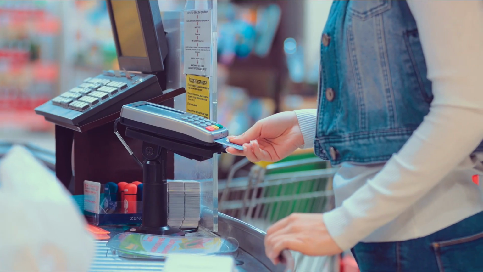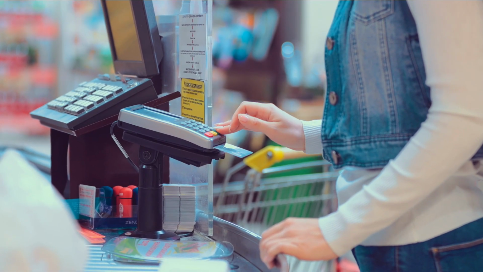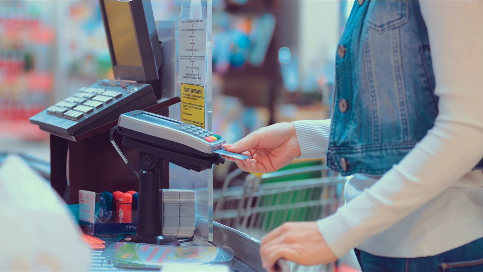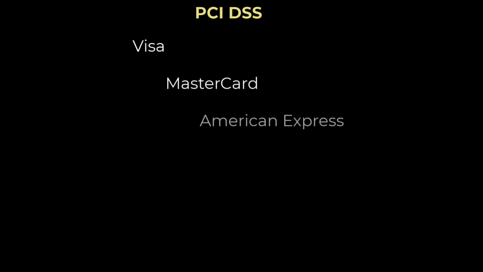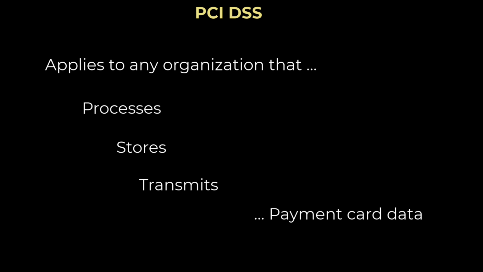The Payment Card Industry Data Security Standard, PCI DSS, is a set of security requirements designed to protect cardholder data and reduce the risk of fraud. It was developed by the PCI Security Standards Council, PCI SSC, which includes major credit card brands such as Visa, MasterCard, American Express, Discover, and JCB. The standard applies to any organization that processes, stores, or transmits payment card data, regardless of size or transaction volume.